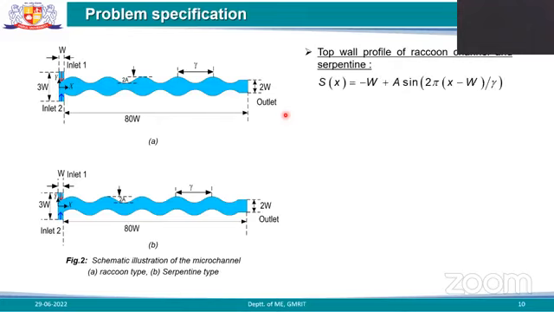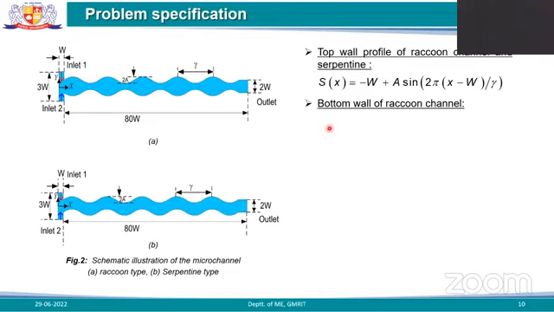So the top wall profile of the Dacon channel as well as the serpentine channel can be explained by this equation, where the width of the inlet section is denoted by capital W, and the outlet is 2W, double the width in the outlet section. Before that, we did a lot of experimentation and numerical study to find out the suitable width and other parameters. After concluding, we took W as the inlet width and 2W as the width at the outlet section. Here gamma is the wavelength and the amplitude is denoted by A. These terms are varied to see the effect.